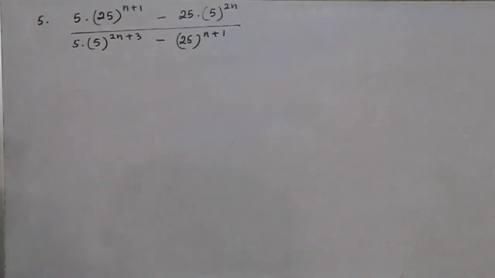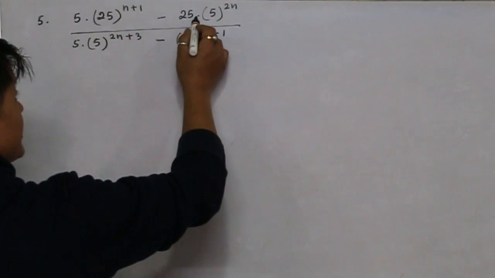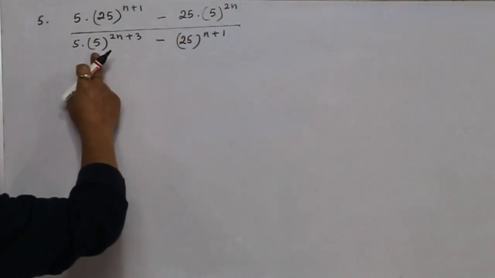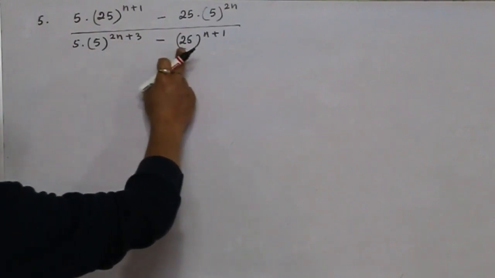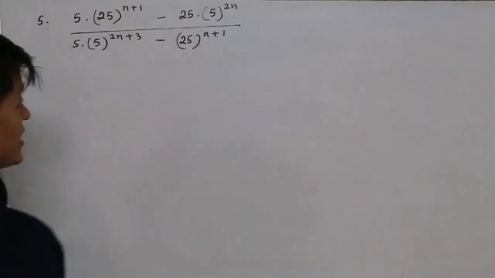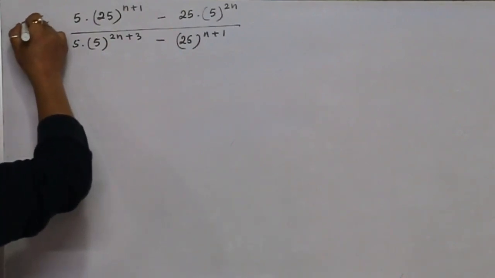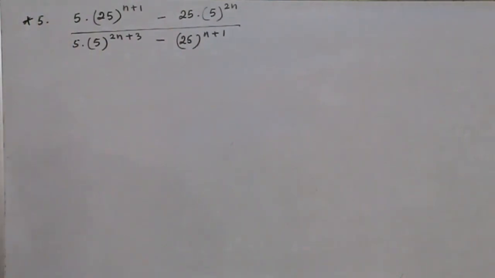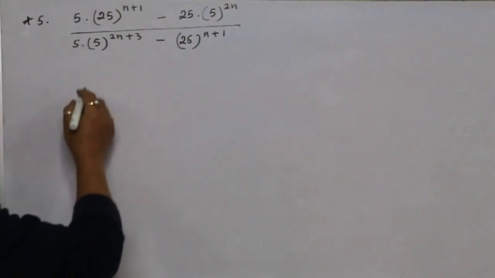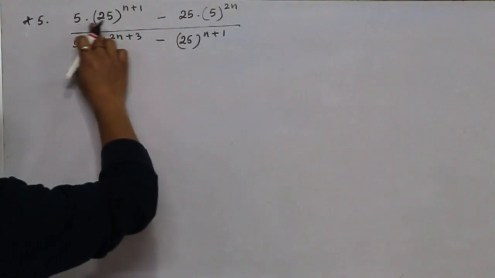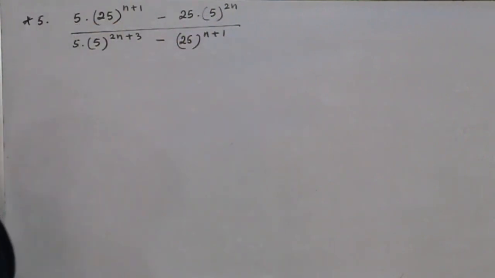Okay. The next question is 5 into (25)^(n+1) minus 25 into 5^(2n), divided by 5 into 5^(2n+3) minus 25^(n+1). Okay, this is a very important question. Usually this question comes in the examination. So how do we solve it? Let's see. All have bases that we can make the same. 25 is a multiple of 5.